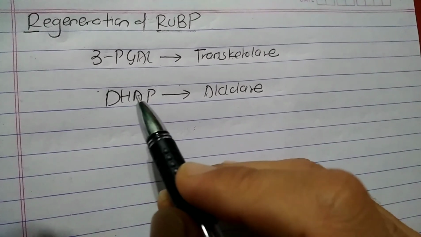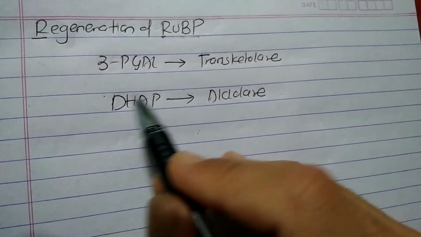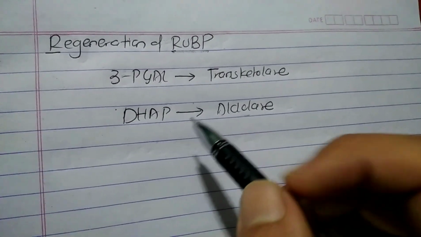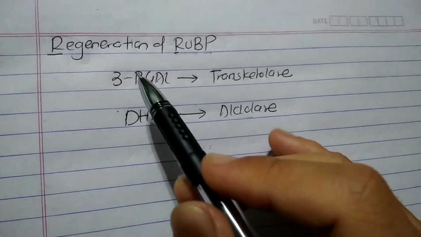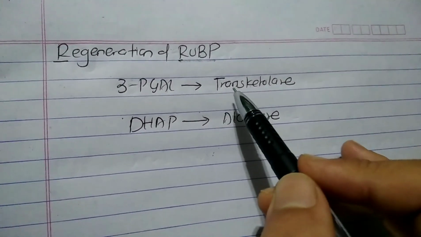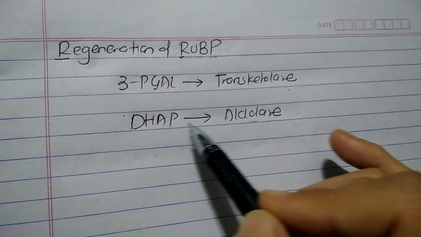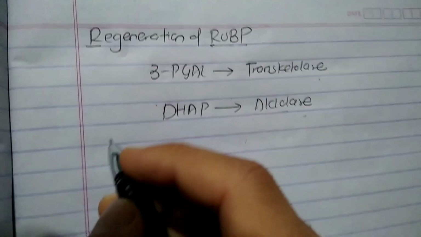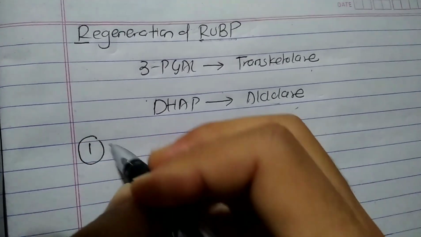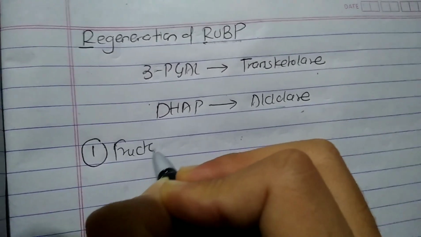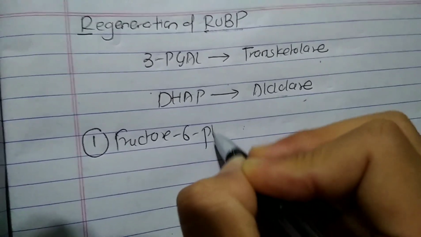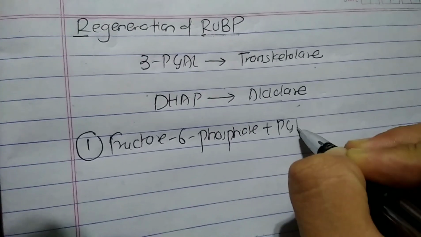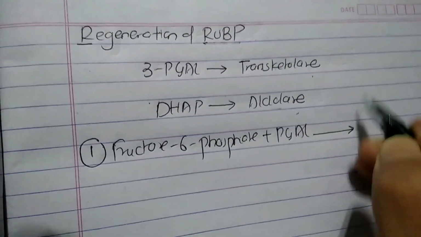Or you can also remember like this, as dihydroxyacetone phosphate is a ketone, and ketone gives aldol condensation, if you remember chemistry. These are the two things you have to remember: for phosphoric acid aldehyde use enzyme transketolase, for dihydroxyacetone phosphate use enzyme aldolase. So let's begin the cycle to regenerate RuBP. The first process is the reaction between fructose 6 phosphate with phosphoglyceraldehyde in the presence of enzyme transketolase.